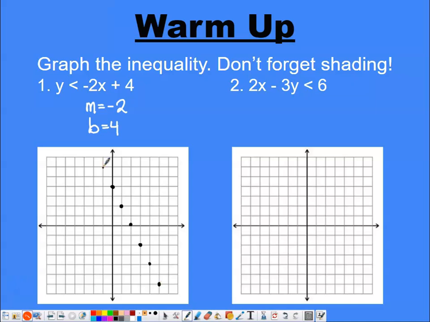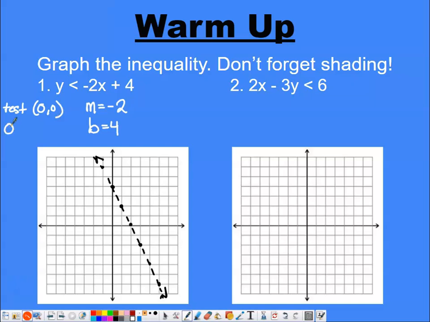Just follow that pattern, okay? And again, we have that less than, so it is going to be a dashed line. Make it as straight as you possibly can. And then again, we have to test the point, right? We need to test the point. I'm going to use 0, 0, and we're going to see what happens. So if I test 0, 0, let's do it over here. So we have test 0, 0.